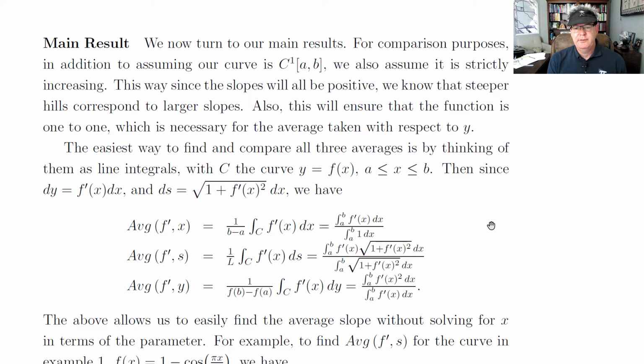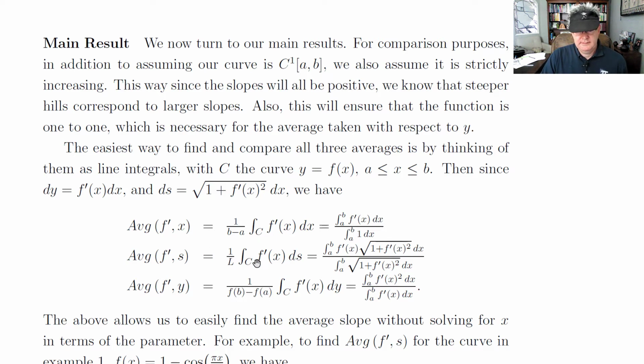So rather than do that, the easier thing to do is think of it as a line integral. And you can even think of a regular integral as a line integral. So the usual average value, you integrate from a to b of your function, which I want to be f prime, and you divide by the length of the interval, which will end up being the integral of 1 dx. So you can think of this as a dx line integral. Anyway, so that gives the average with respect to x.